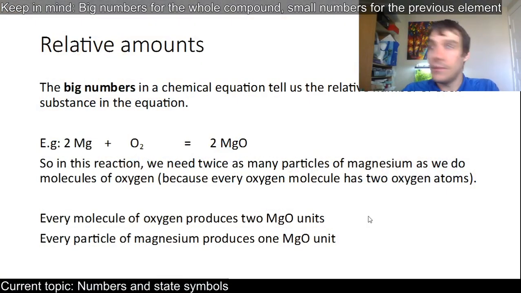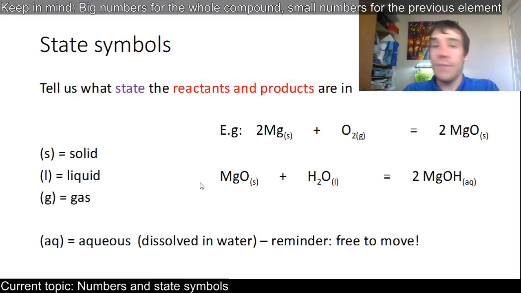And then state symbols. State symbols tell us what state the reactants and products are in. These are the state symbols: solid, liquid, gas, and then there's aqueous. So I'm sure you know solids, liquids, and gases, but aqueous is sometimes a tricky one. Aqueous means dissolved in water. Now, dissolved and aqueous specifically means like a solution, right?